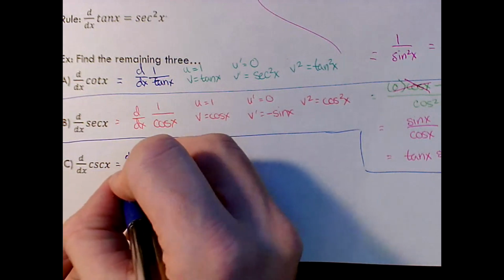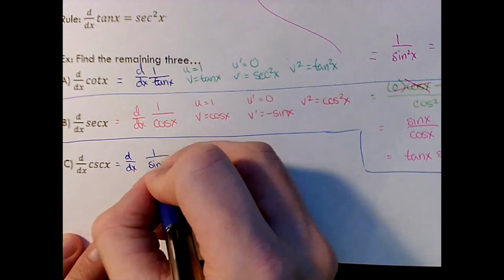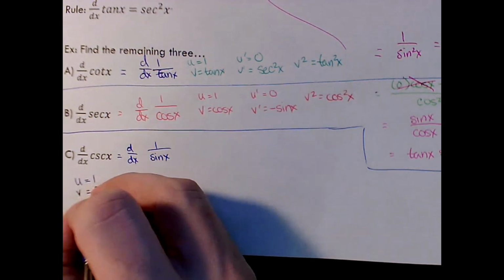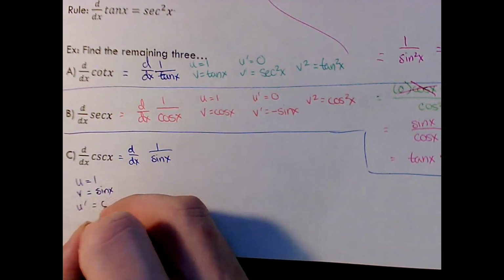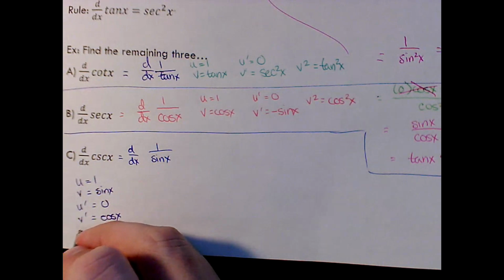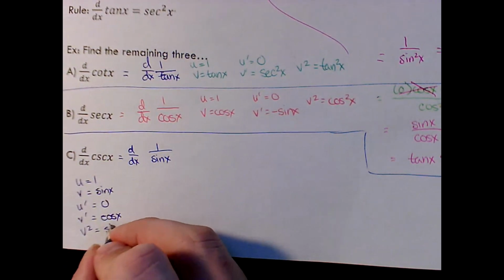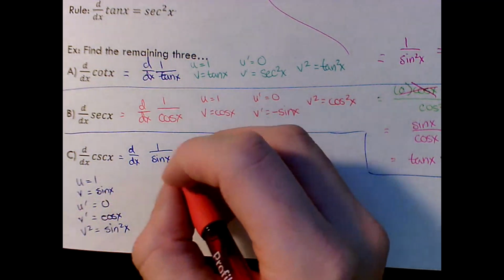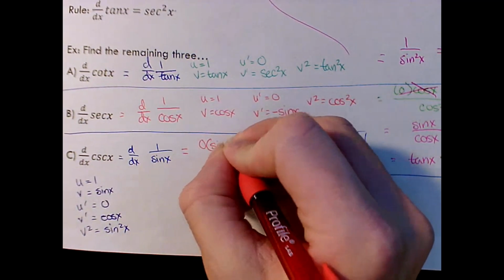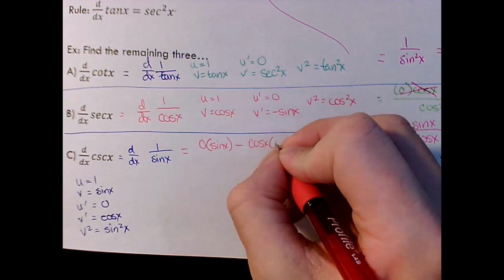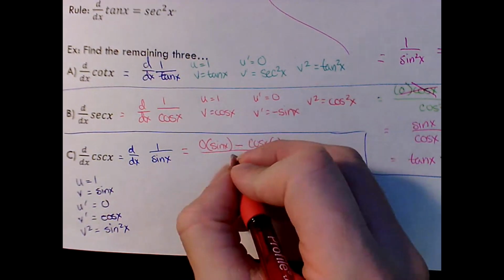What is cosecant? Well, cosecant is the same thing as 1 over sine. U is 1. V is sine x. U prime is 0. V prime is regular cosine x. And v squared is sine squared x. So using the quotient rule, u prime v is going to be 0 times sine x, minus v prime u, which is cosine x times 1, over sine squared x.